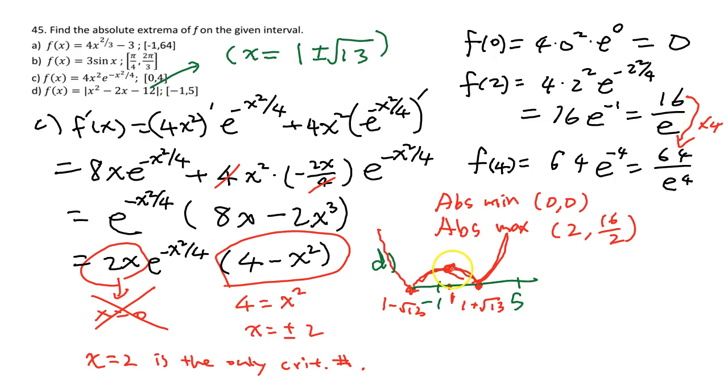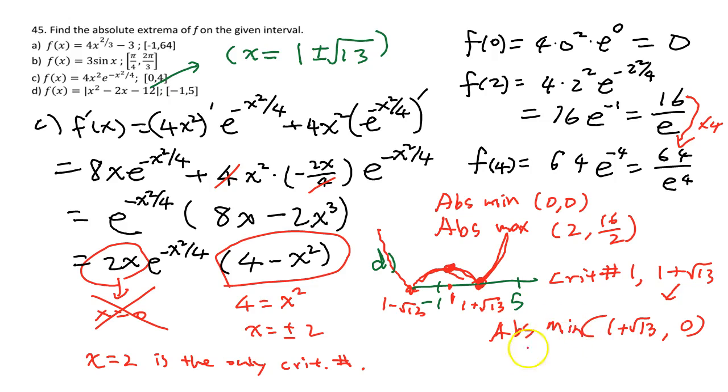So what are the critical numbers? The critical numbers are 1 and 1 plus radical 13. And we definitely know that if you plug in 1 plus radical 13, it's 0 because it touches here. So this is 1 plus radical 13 comma 0. That's the absolute minimum. Now for the highest point, it's either this point or that point, but judging from the graph, it's probably 5. So let's just do a quick estimation.